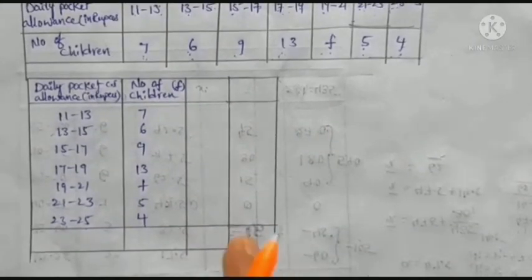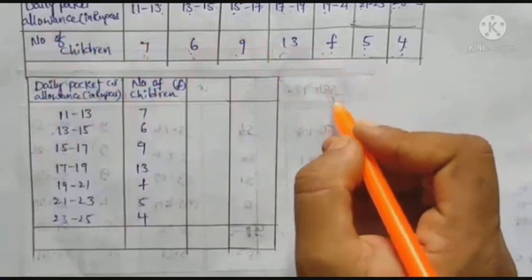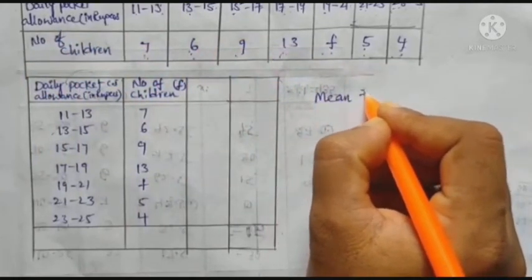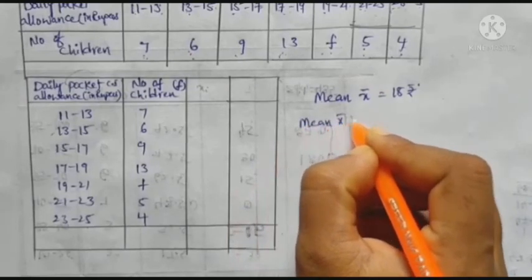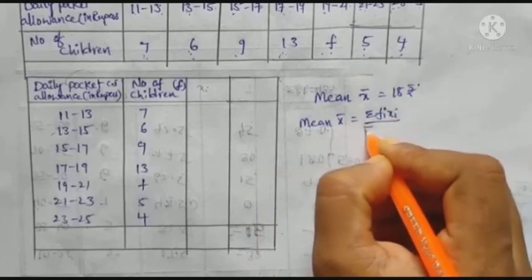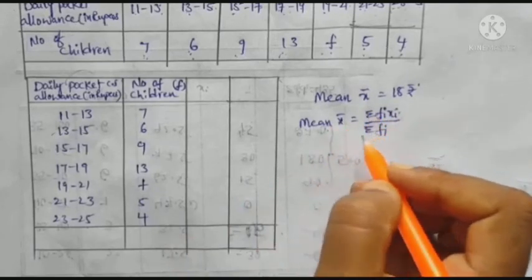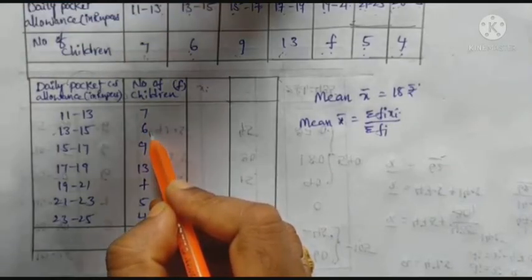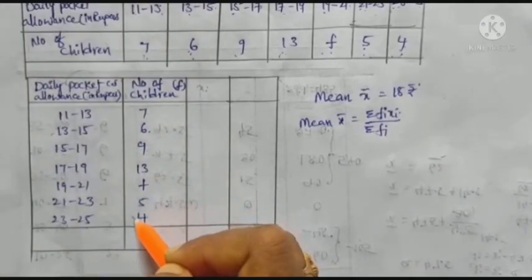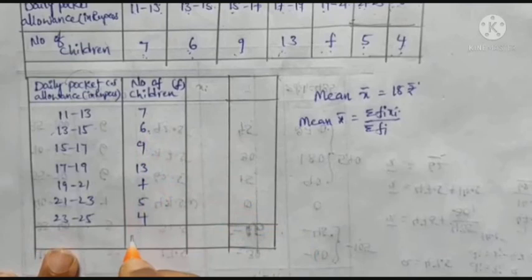So we have to find the missing frequency f. We know that the mean x bar is 18 rupees. We know that mean x bar is equal to sigma fi xi by sigma fi. So the x bar value is 18, and we have to find the fi xi values and the sigma fi value. Sigma fi is 7 plus 6 plus 9 plus 13 plus f plus 5 plus 4, which is 44 plus f.